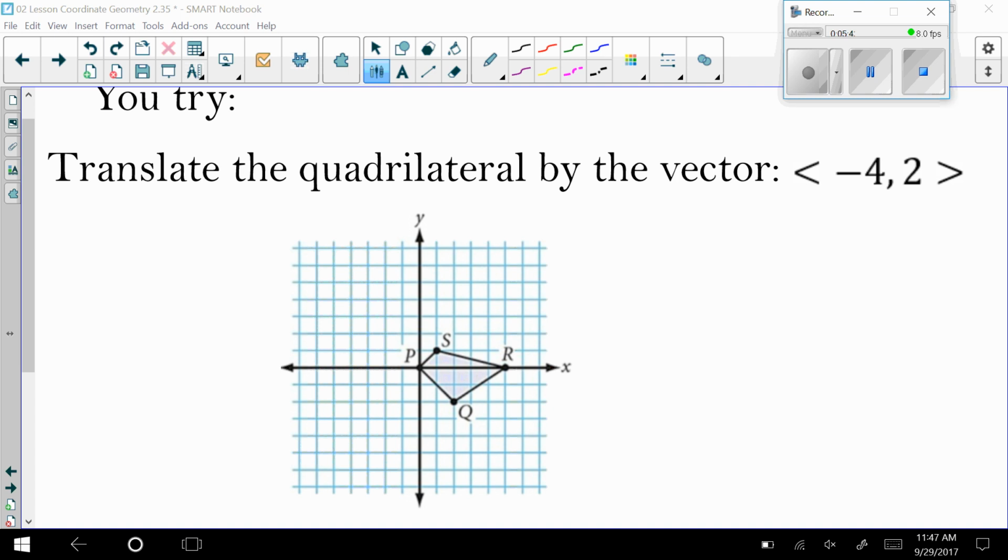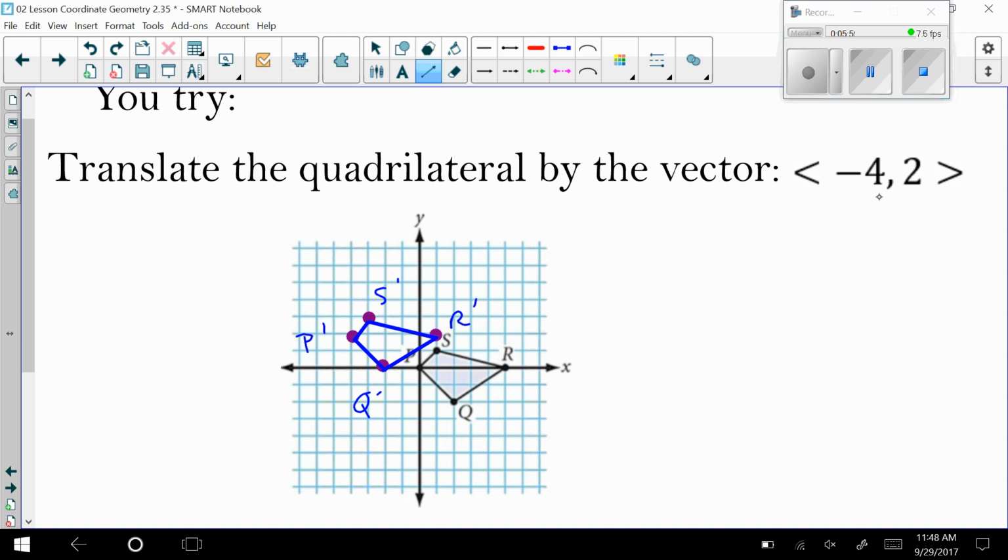Now you try. Translate the quadrilateral by the vector -4, 2. Please pause while you work and unpause for the solution. So as you can see, you should have shifted the point S to the left 4 units because we're shifting our x-coordinate.